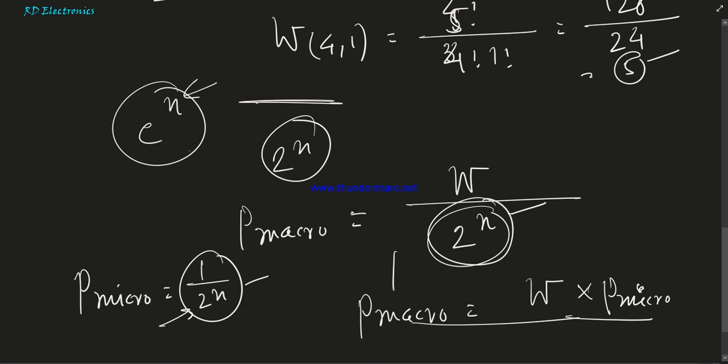The probability of a macrostate is equal to the thermodynamic frequency multiplied by the probability of a microstate. Hence the probability of a macrostate is proportional to the thermodynamic probability or thermodynamic frequency, and is given by the product of the thermodynamic probability of the macrostate and the probability of a microstate. So this is the relationship between the concept of thermodynamic probability and the concepts of macrostate and microstate.